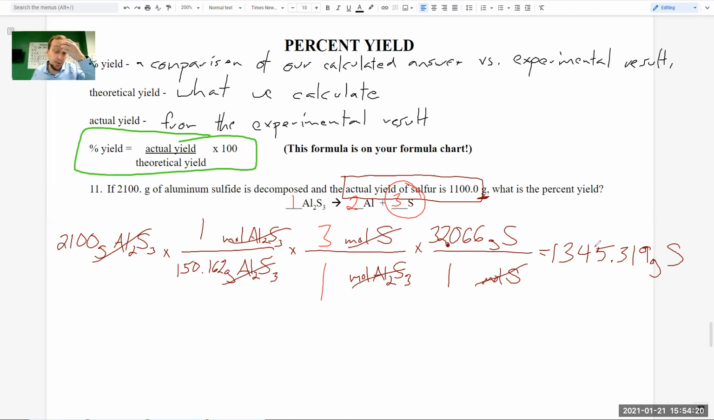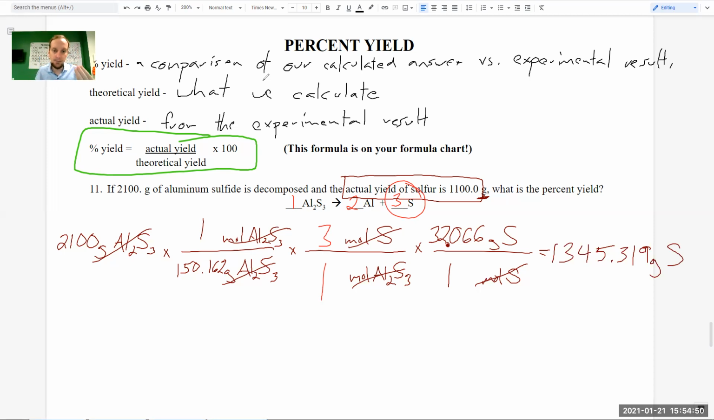All right, so that is the theoretical, meaning in a perfect world, if 100% of the reactants did decompose into aluminum and sulfur, we should be left with 1,345.319 grams of sulfur. But remember, in the real world, it doesn't work like that. So what we're going to need to do now is the actual percent yield problem. So everything we've done so far, remember, is a review.